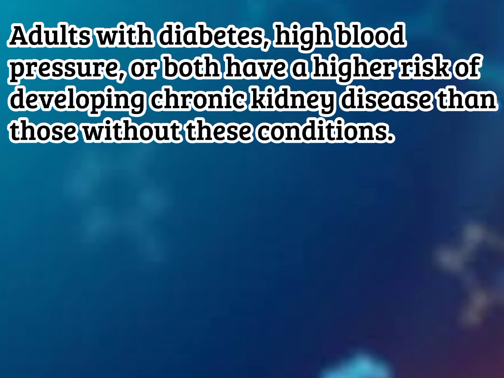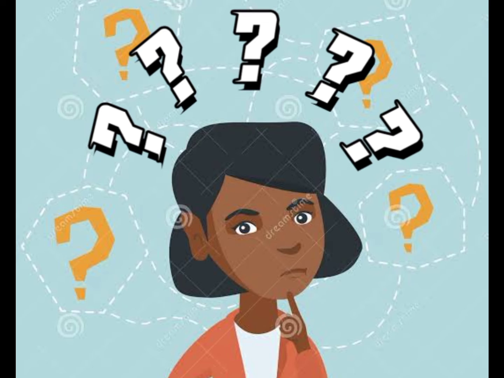Adults with diabetes, high blood pressure, or both have a higher risk of developing chronic kidney disease than those without these conditions. What should we do to prevent high blood pressure?